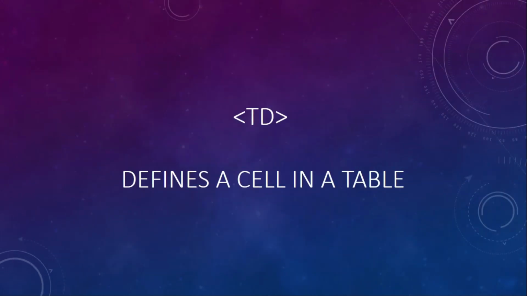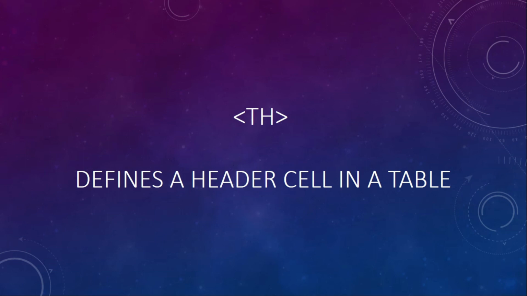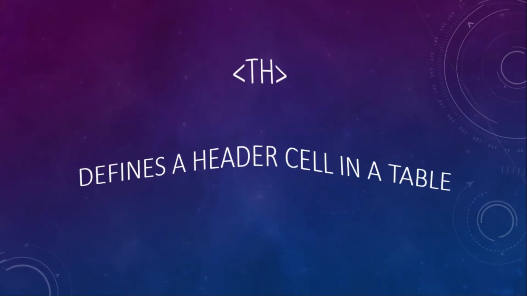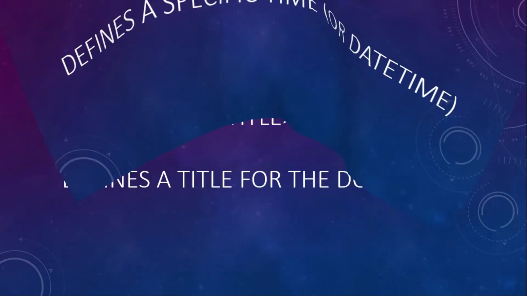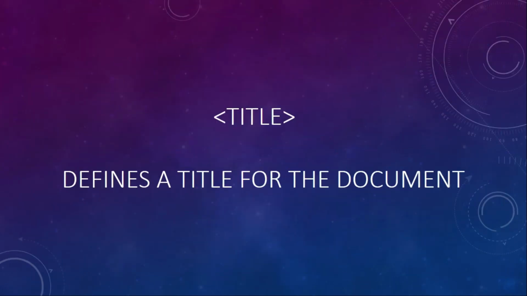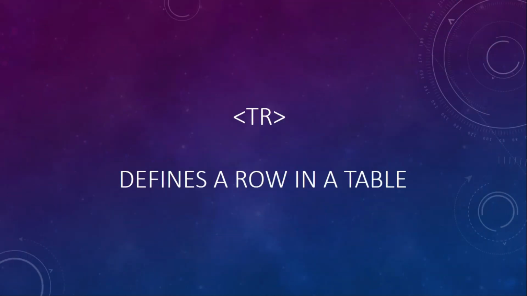TD, it defines the cell in a table. That means how many cells you want to create. TH, it defines the header cell in a table. Time, it defines a specific time, or you can say date or time in the HTML web page. Next is title. It defines the title for a document. It is used inside the head tag. TR, it defines a row in a table.